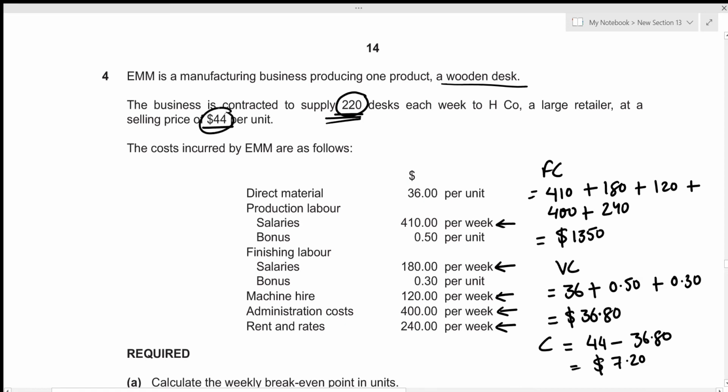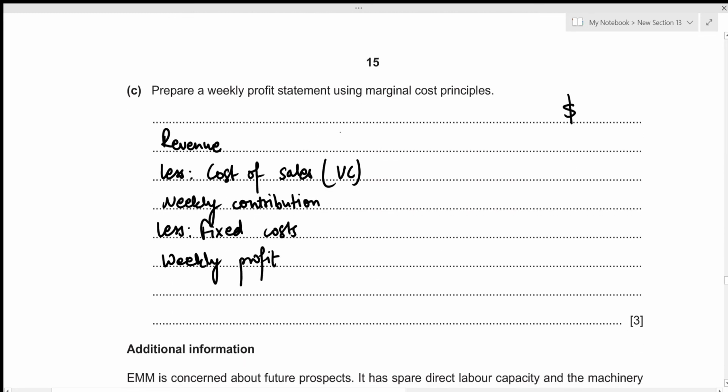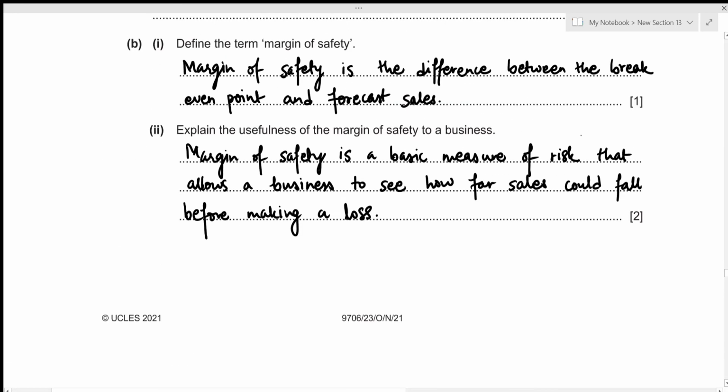So let's figure out our total revenue using the unitary method. If one unit costs 44, then 220 units will cost 220 times 44, which gives our total revenue to be 9,680. Now let's look for our variable cost per unit.